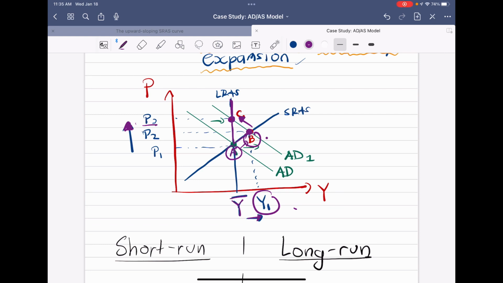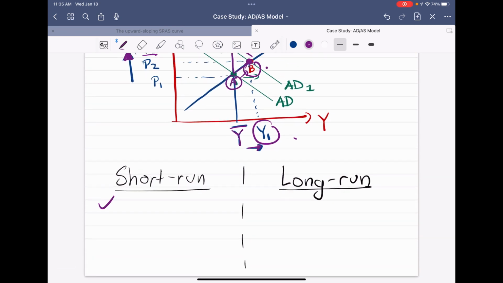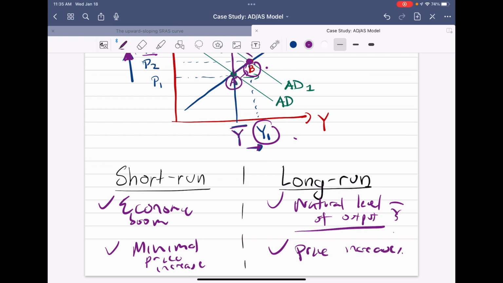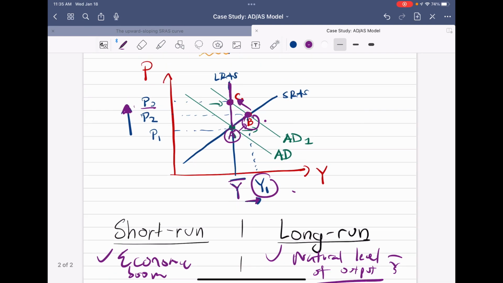So as a summary, you can skip this if you want, but I'm just going to list it down. In the short run, we have an economic boom and a relatively minimal price increase, and in the long run, we are back to the natural level of output, which is Y bar. And we have higher prices, but despite all of the price increases, the economic well-being is still at the natural level of output, back to the original one.